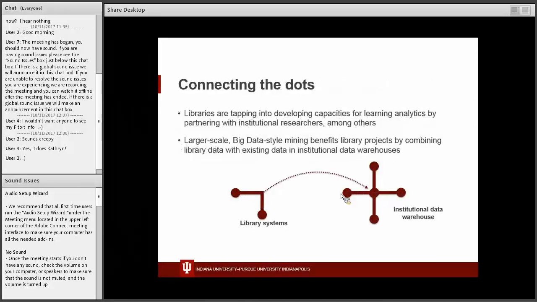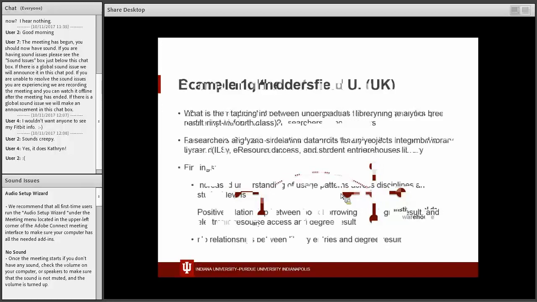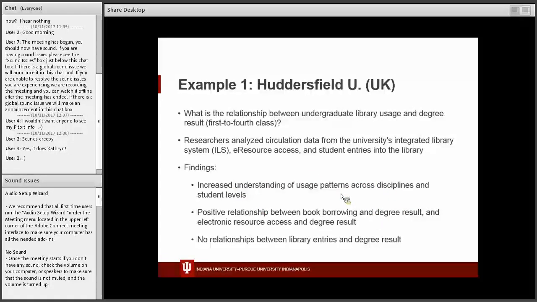So what are libraries doing? Well, they're tapping into the developing capacities for learning analytics by partnering with institutional researchers and others. So larger scale big data style mining benefits library projects by combining library data with existing data in institutional data warehouses. So our library systems are often divorced from these other systems. They're definitely not aggregated in an institutional data warehouse most of the time. But by putting library system data into this data warehouse, you can start to do those analyses. So a couple of examples.